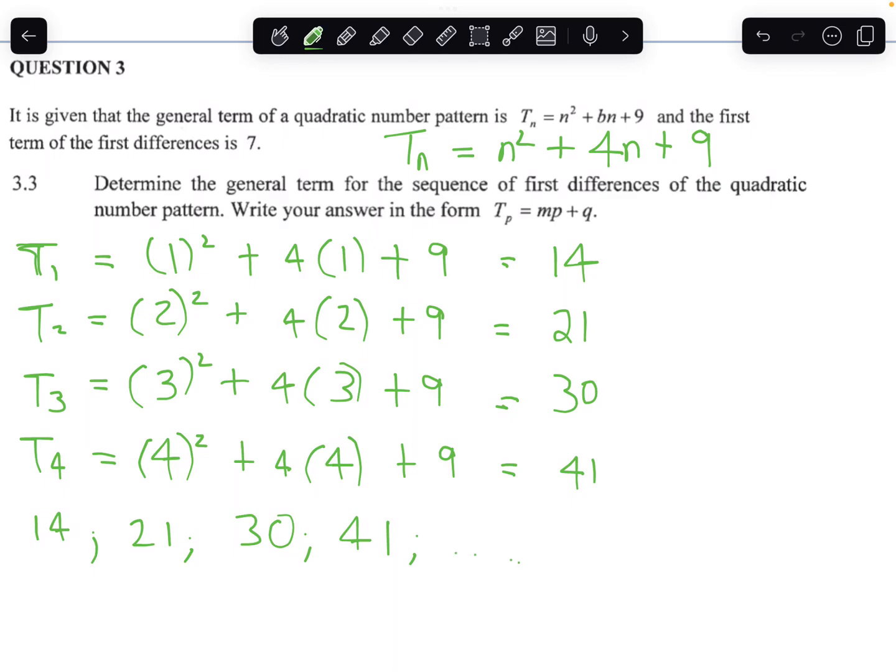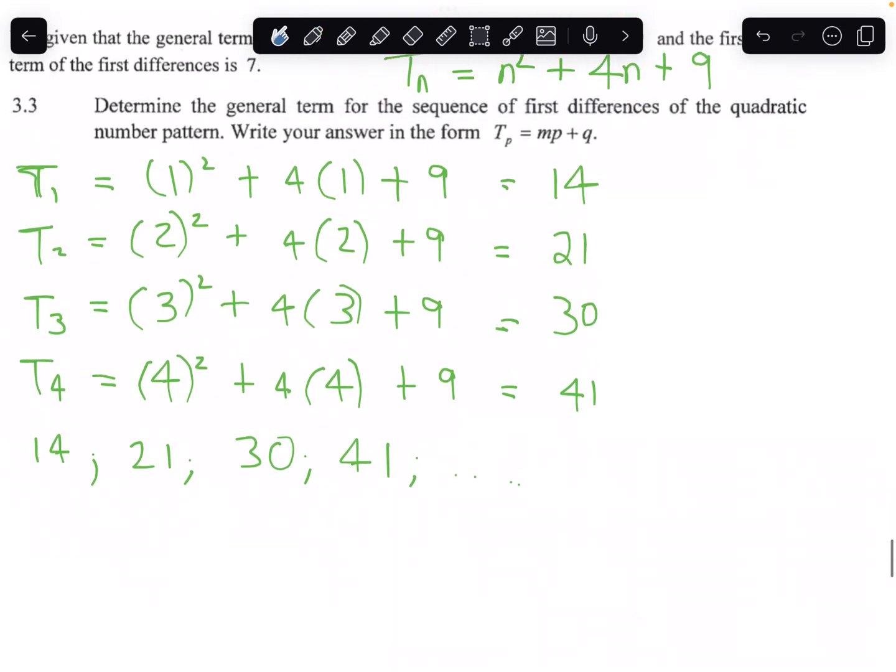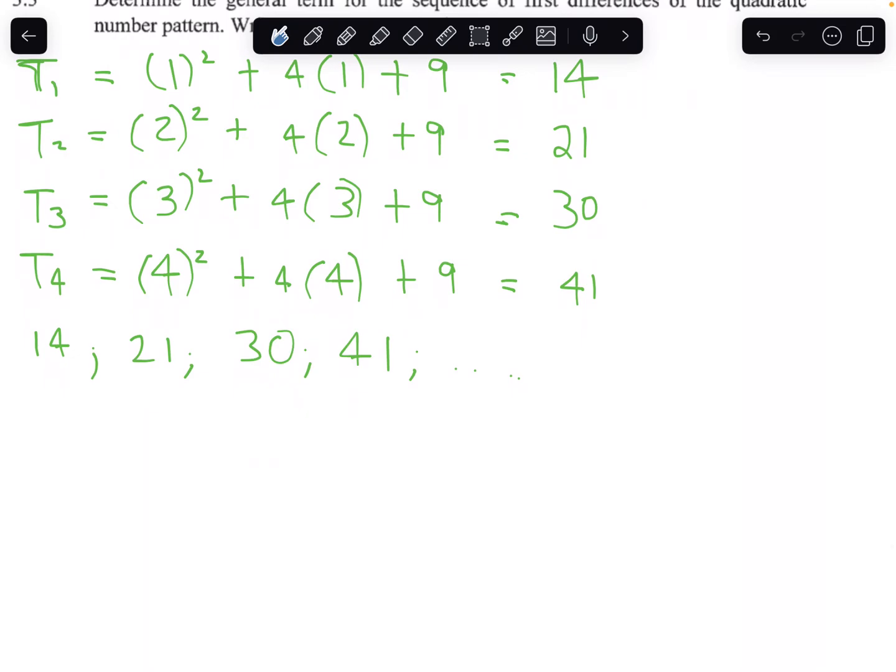And then we know that the first differences form a linear pattern, firstly because they told us so. Our Tp doesn't have a square on it; it's p to the power of 1. So we know it's a linear pattern, partly because of that, but also because in general for quadratic patterns, the first differences form a linear pattern. I'm belaboring the point, but it is not difficult to prove. Let me know if you would like a special video to look at the maths behind that.